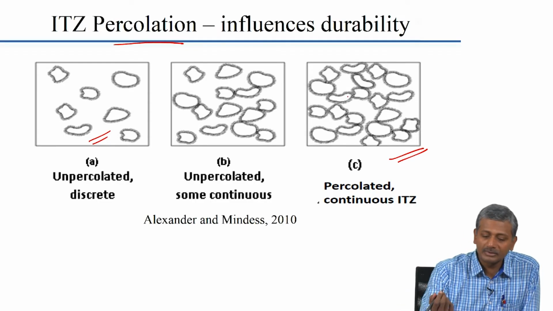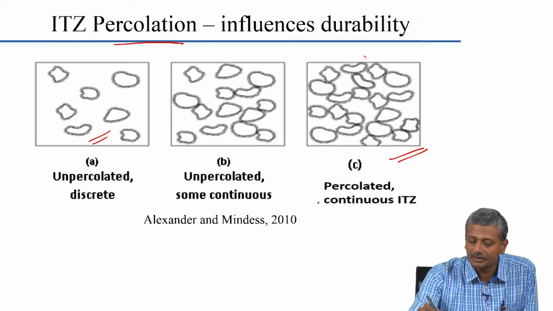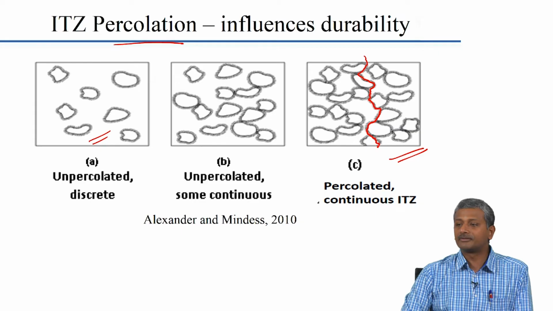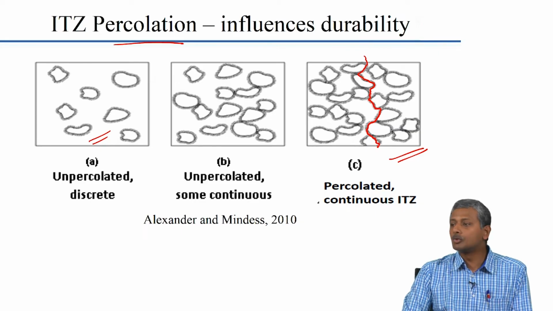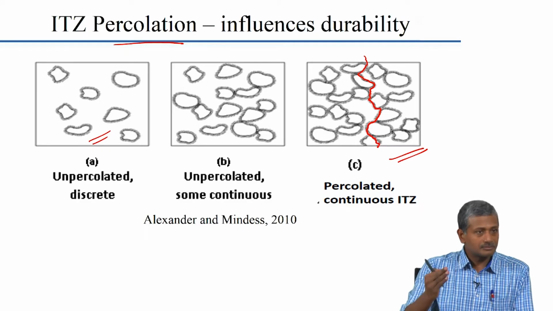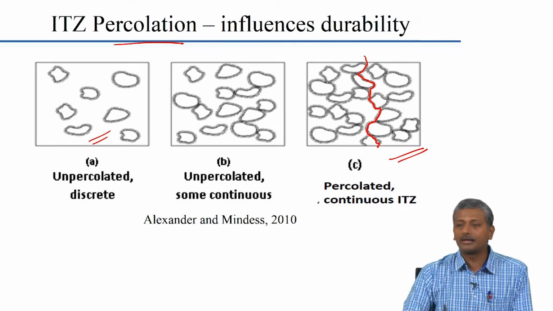So, what will happen now? It is easy to understand that if water has to enter, it will easily make its way through the connected ITZ and cause a greater permeability in the system. Same to do with strength also. In strength, if a crack has to actually go through this concrete, it will go through the connected ITZ.